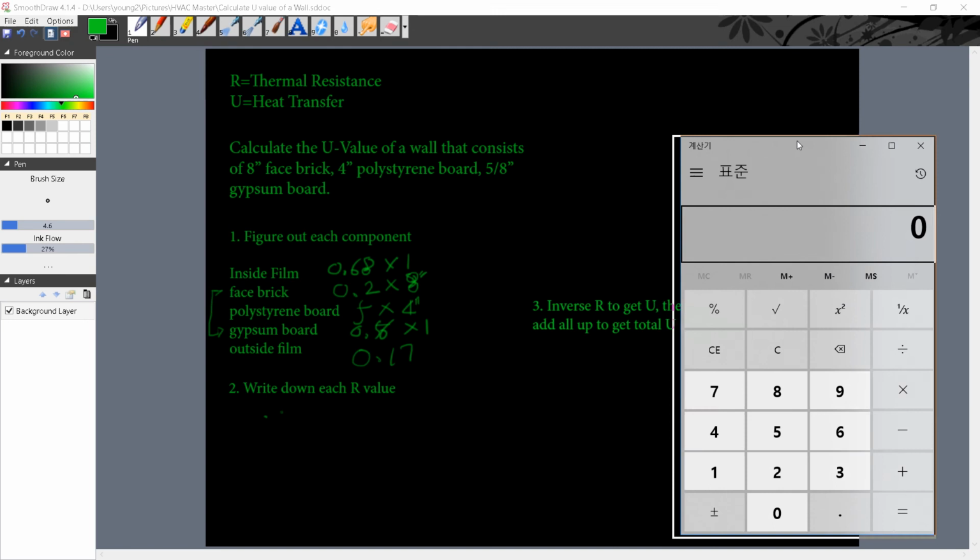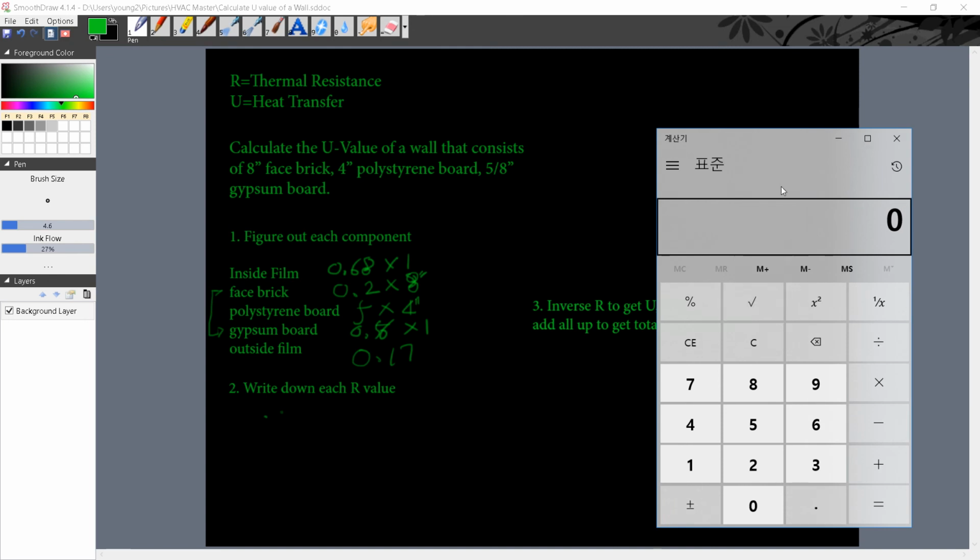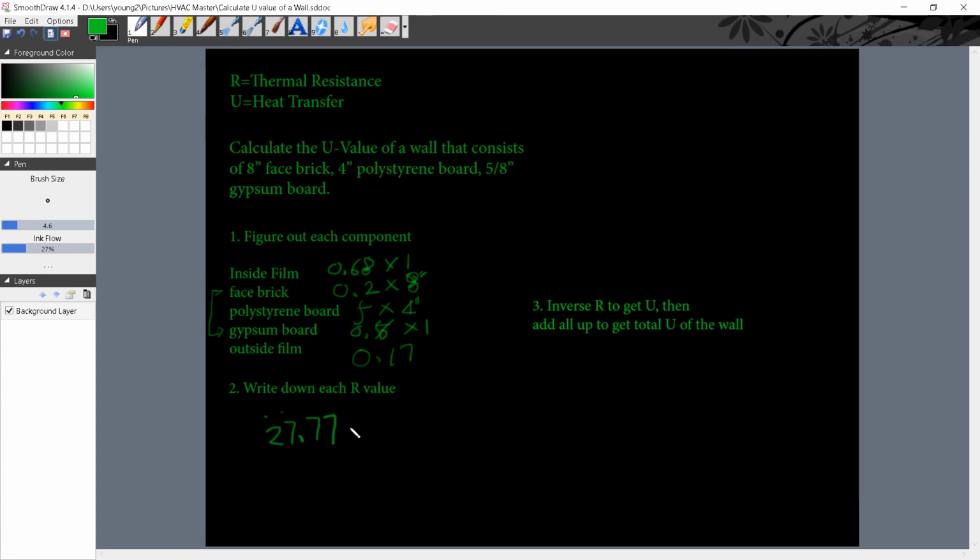Now once we have all the values written down, we're going to add them all up. Okay, so to do that, let's see, 0.68, right, plus 0.2 times 8, that's going to give us 1.6, and then plus 20, because the next one is 5 times 4, so 20. Okay, and then plus 0.56, and then what's next, plus 0.17, it's going to be 27.77. Okay, 27.77 is our R value.